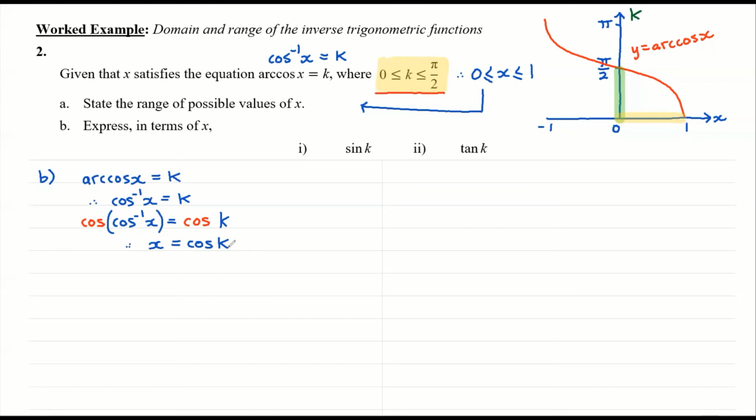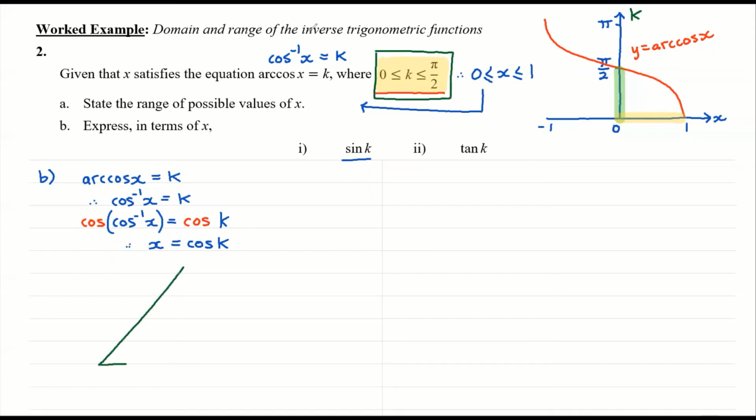Why is this important? Well, we have a sine k to find, and we know that cos k is equal to x. Right. Well, how can we think of cosine of k? Remember, k is an acute angle, and it's stipulated here. We know what cos k is, it's x. So how do we usually find out what sine k would be and tan k? Well, we could draw a triangle.